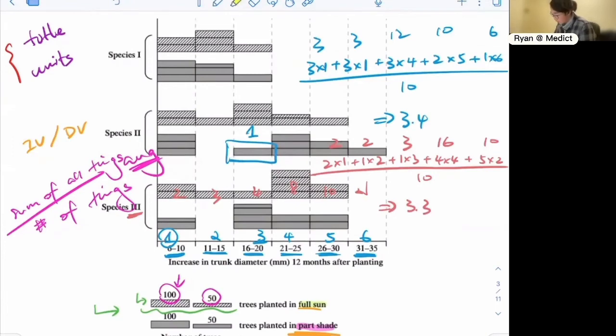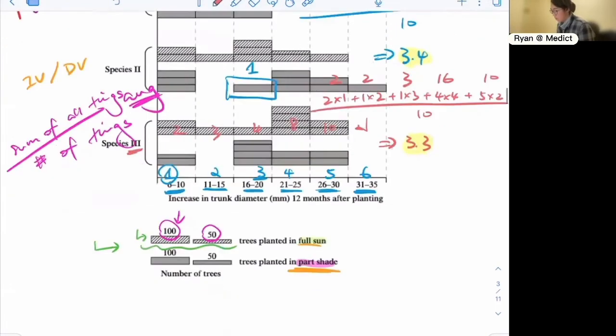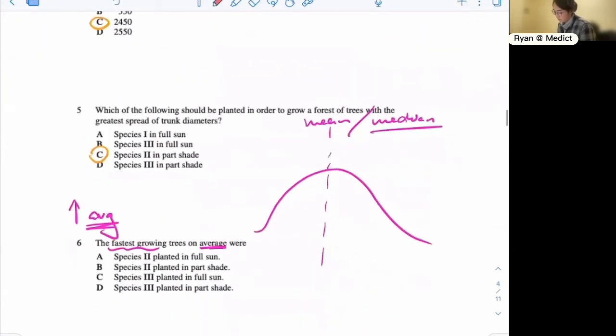So comparing these two numbers, right, obviously it's only by 1 decimal place. However, we can tell that it is species 2 planted in part shade that has the greatest average.